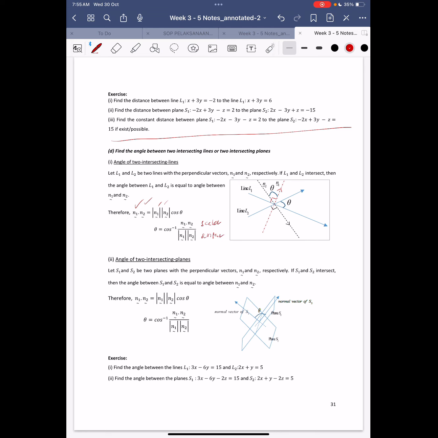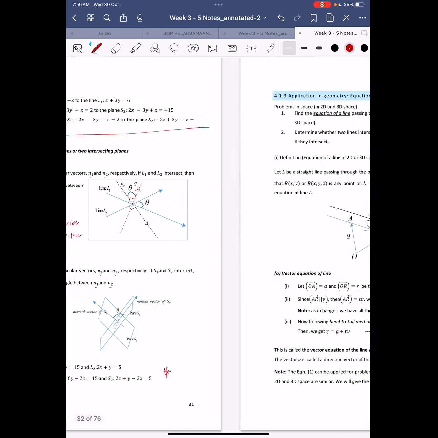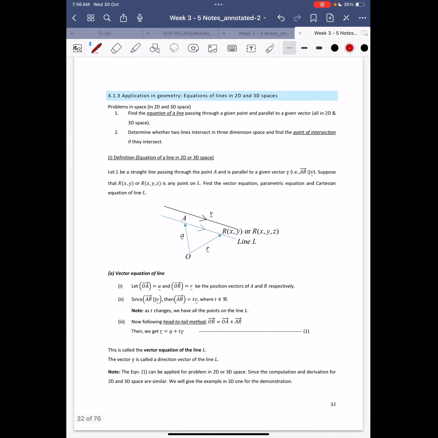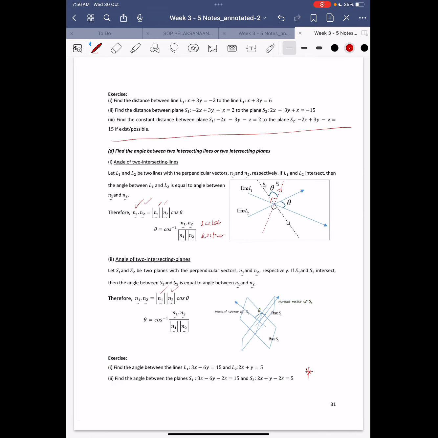The angle between two planes is also the same. The difference is that the normal lines N1 and N2 are now the normals for the planes instead of for the lines. Please do this exercise. I will discuss it later. And 4.1.3 I will do in the next video.